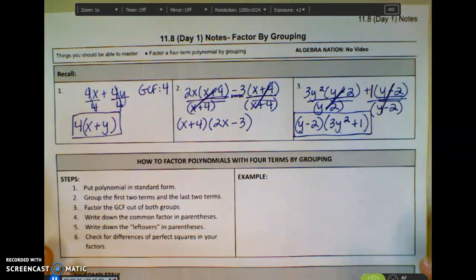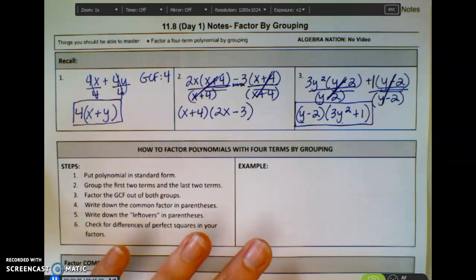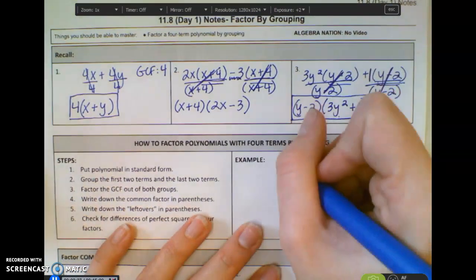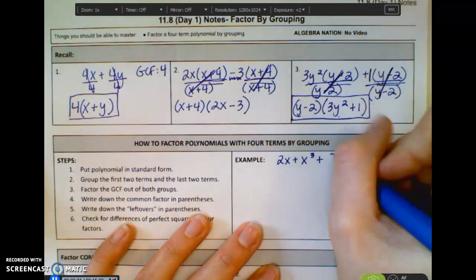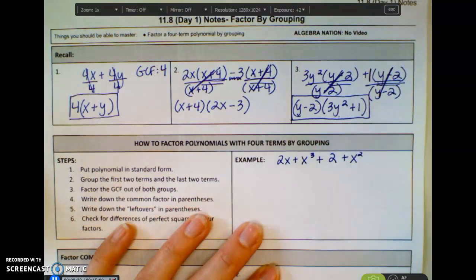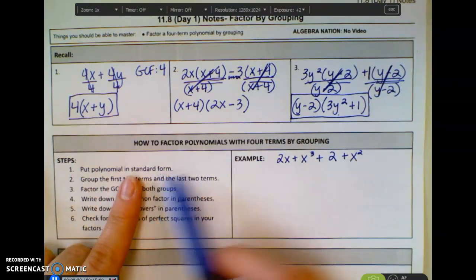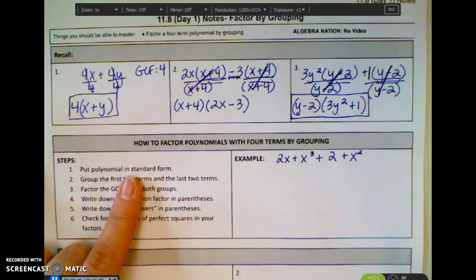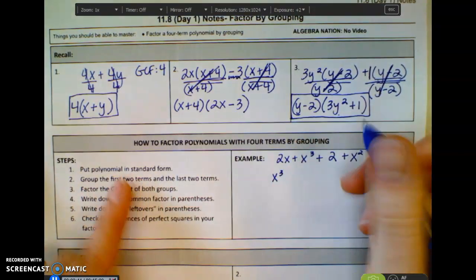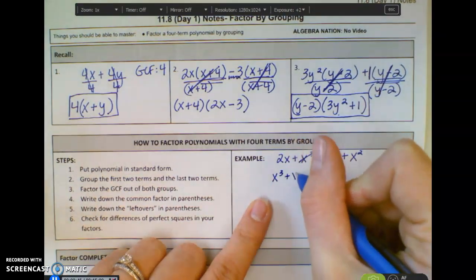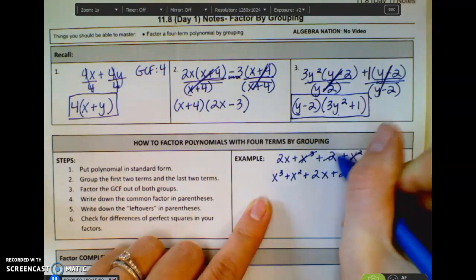So this is one of our last methods of factoring, and it's grouping. And let's just look at how to do it together. Here's our example, 2x plus x cubed plus 2 plus x squared. The first step is always going to be standard form. We need to take this polynomial and put it in standard form. Well, that means that x cubed needs to go first. Then we take the plus x squared, then plus 2x, then plus 2.